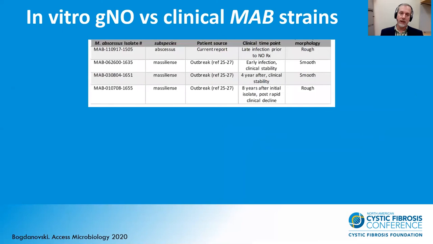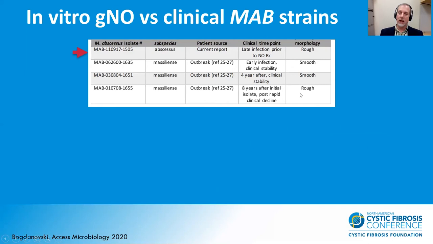So we went back to in vitro exposure and we compared our treatment isolate. The patient's isolate, which was obtained late in her infection prior to the nitric oxide treatment, had a rough colony morphology, which is generally associated with a worse outcome and host adaptation over time. And we compared that with serial isolates from a published index case of an outbreak in a Seattle transplant center. These isolates were obtained early in the course of this patient's infection with smooth colony morphology, midway in the infection course, again with smooth colony morphology, and then an isolate that was obtained after a precipitous decline in clinical status, which was rough morphology.